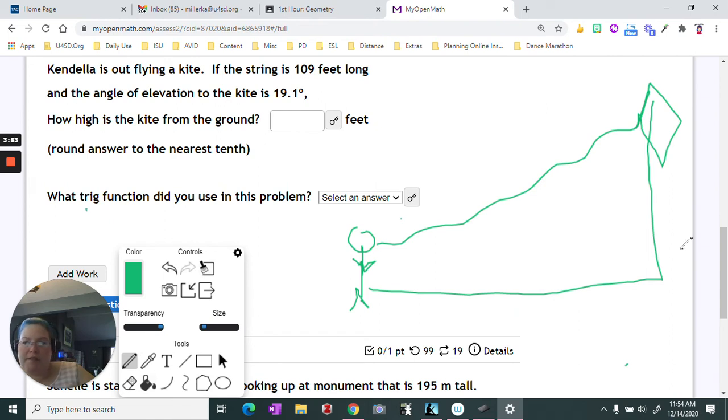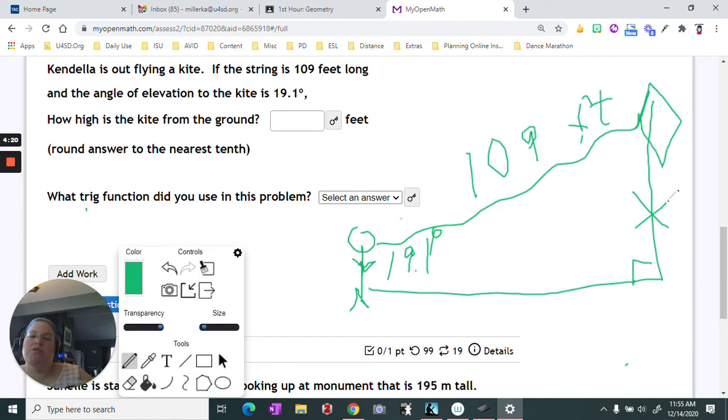Okay. So we've got a right triangle that the kite makes with the ground. We know that the string is 109 feet. We know this angle over here is 19.1 degrees. Sorry about that. And we want to know how high the kite is above the ground. So is this going to be a sine, cosine, or tangent setup? Well, let's take a look. We've got our opposite and our hypotenuse. So opposite and hypotenuse fits with sine because remember SOHCAHTOA.